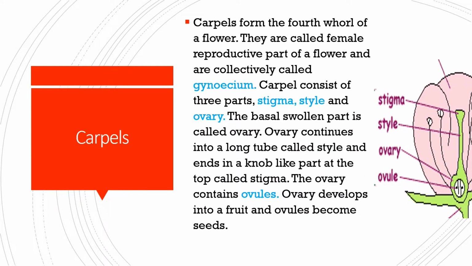Carpels. Carpels form the fourth whorl of a flower. They are called female reproductive parts of a flower and are collectively called gynoecium. Carpel consists of 3 parts: stigma, style, and ovary. The basal swollen part is called ovary. Ovary continues into a long tube-like style and ends in a knob-like part at the top called stigma. The ovary contains ovules. Ovary develops into a fruit and ovules become seeds.